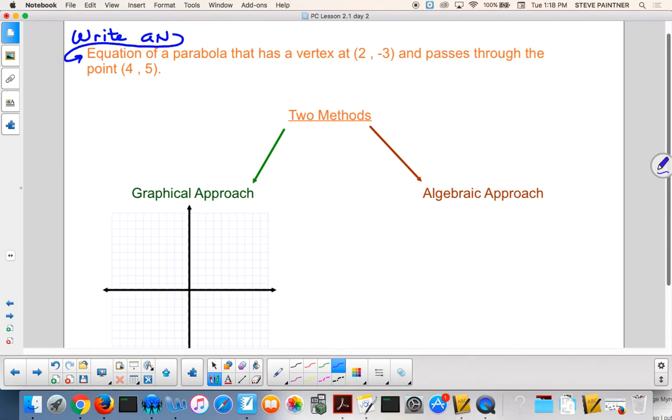Write an equation of a parabola that has a vertex at 2, -3 and passes through the point 4, 5. Now I want you to do this 2 different ways. I want you to do it by graphing, and then by an algebraic approach. I think when you're done, I think I know what you're going to like. So we're going to do it both ways. Okay? So here we go.